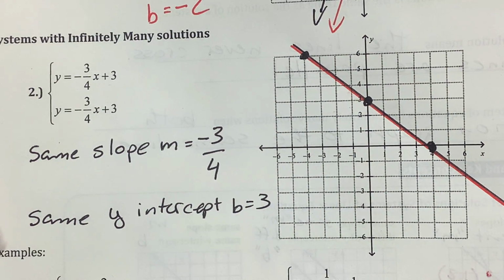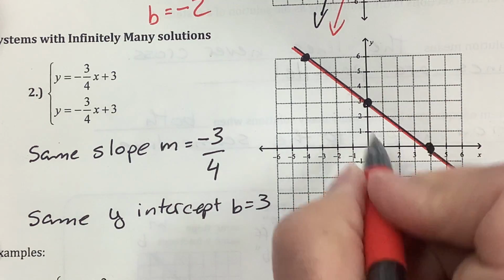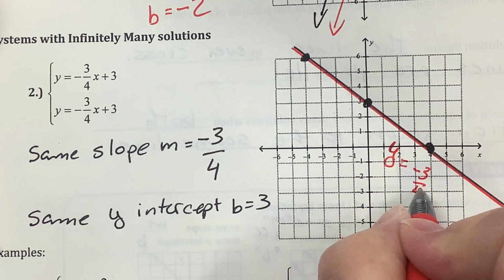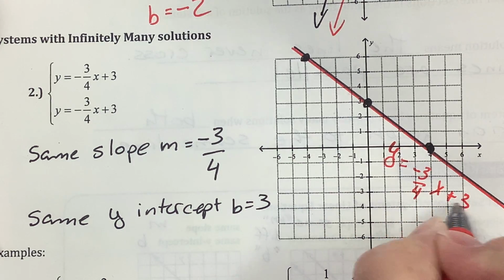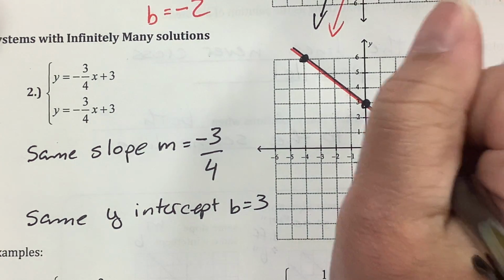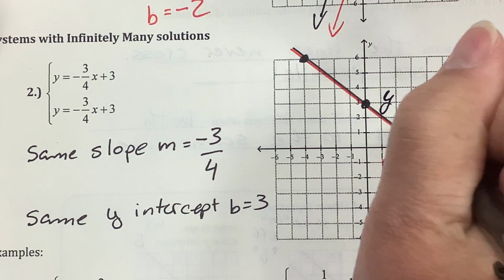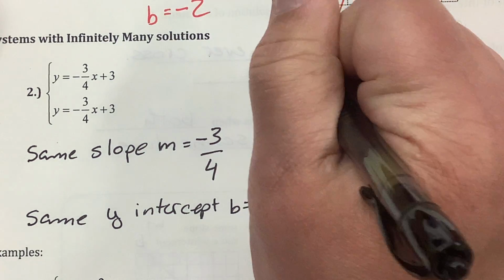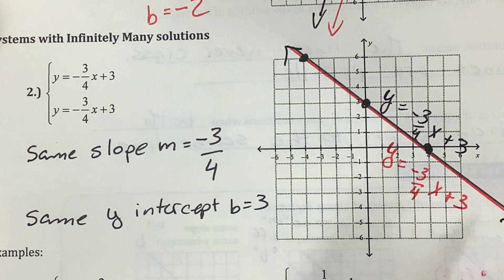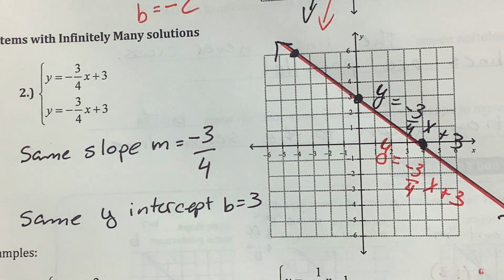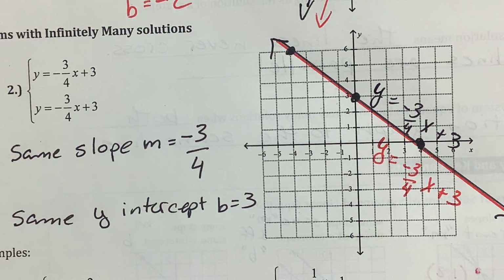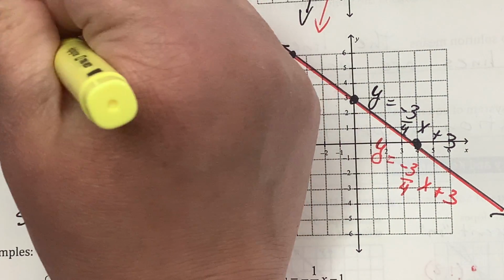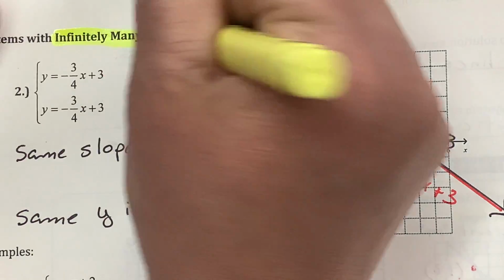So now I'm going to write both of these equations, because y equals negative 3/4 x plus 3, and y equals negative 3/4 x plus 3. And don't forget to put your arrows on there, Bono. You're going to lose credit on silly things. So there it is. They're the same. They have infinitely many solutions. I should be highlighting that. Come on, Bono. Infinitely many solutions.